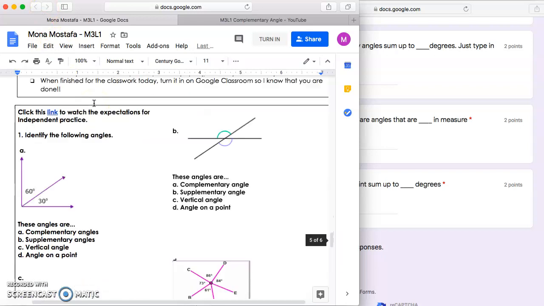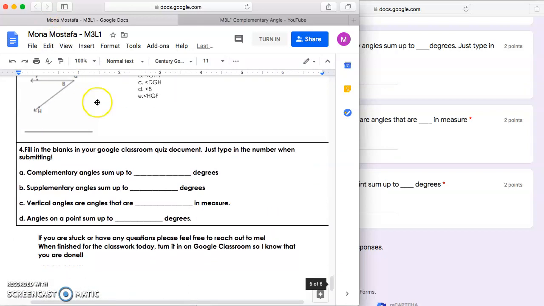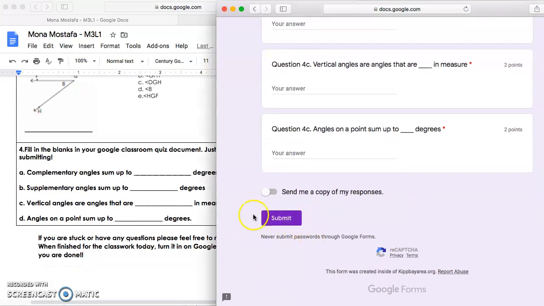Alright, if you have anything else, please let me know. Again, at the end, do not forget to turn this in and submit this form as well.